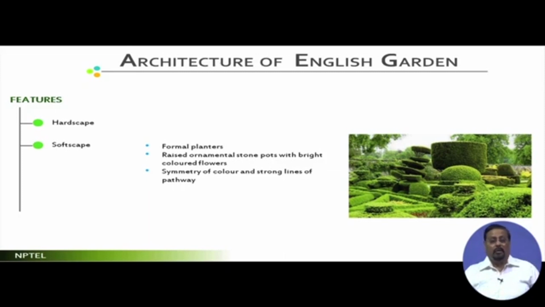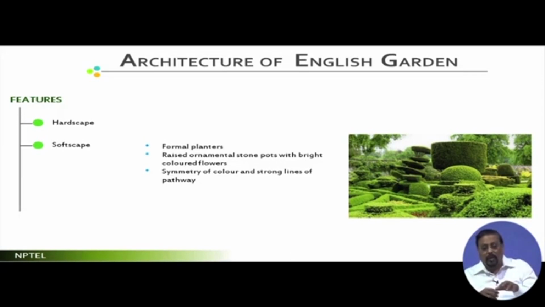What the English landscape style has offered us is formal planters. So, they made different formal planter groups and they had raised ornamental pots. These ornamental pots, slightly raised from other parts and covered with bushes with colorful flowers, gained popularity. In fact, I have seen that this particular idea is also now being emulated almost all over Europe.